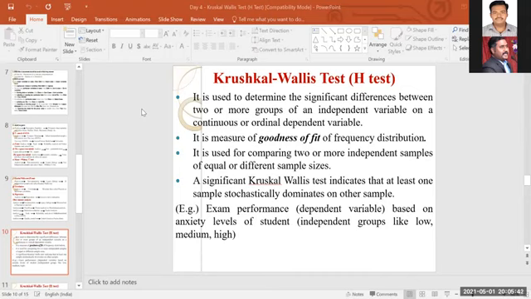So this is what we are going to work with. Sir, kindly repeat the first one, it is used to find the... there was a voice dragging. Kindly repeat, sir.